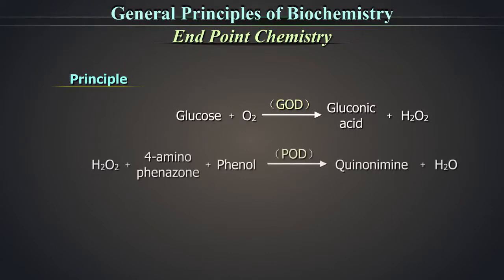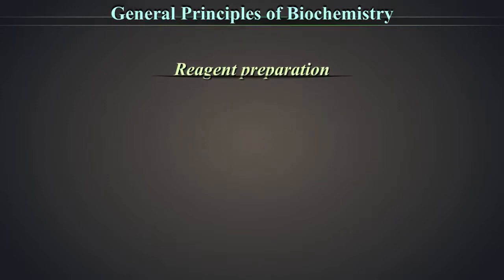Glucose is oxidized into a red-colored compound. The intensity of the red-colored compound is proportional to the glucose concentration and is measured at 505 nanometers, which is in the range of 490 to 530 nanometers. Reagent preparation.